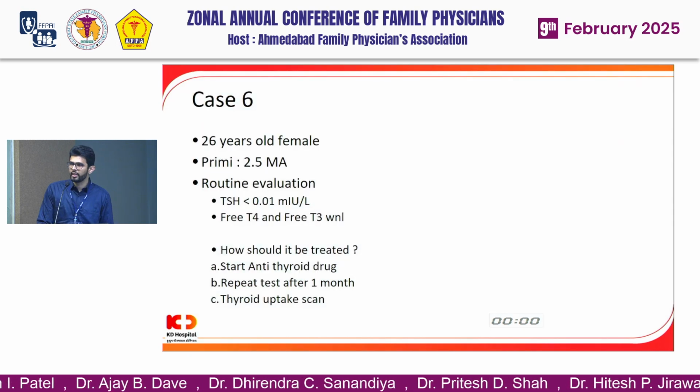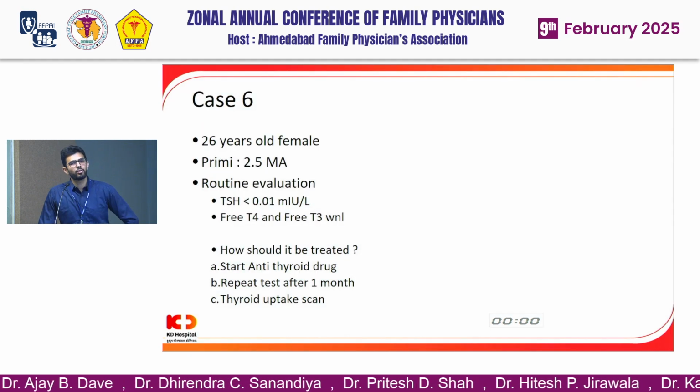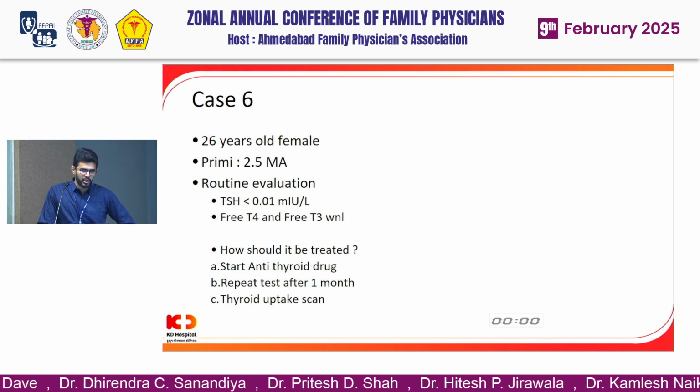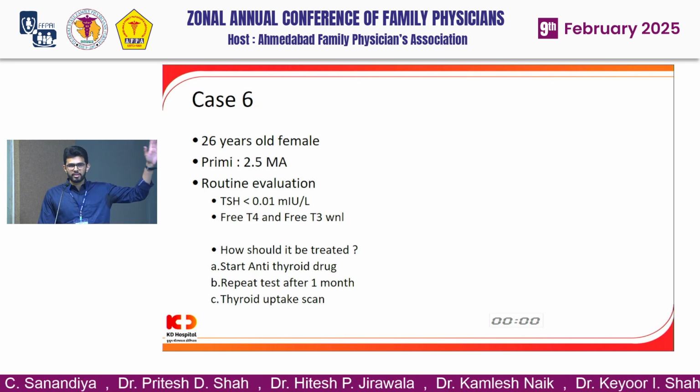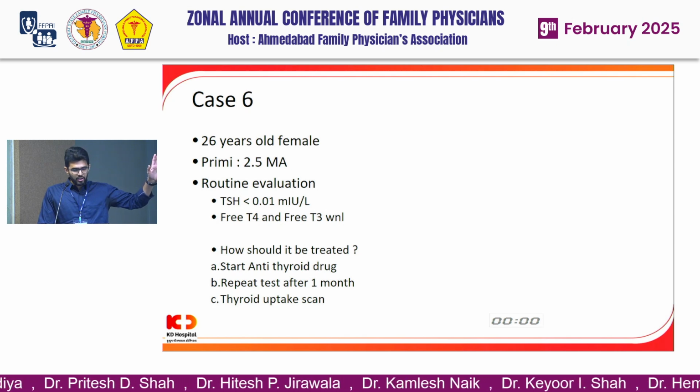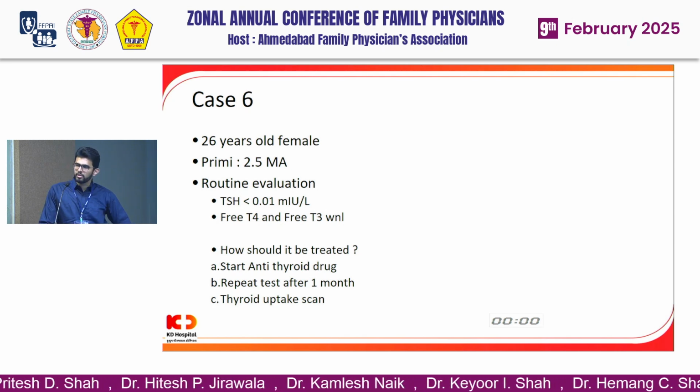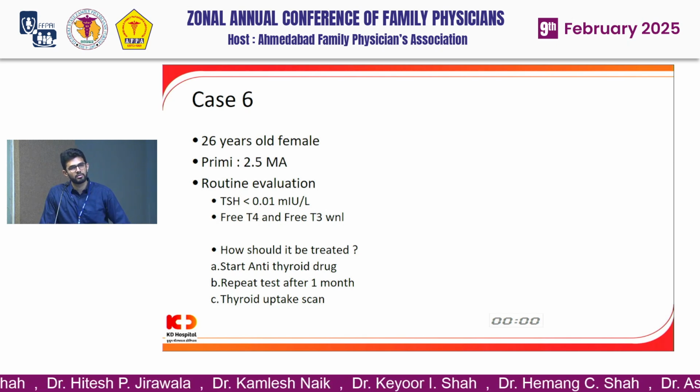So last case for the day from my side, a 26-year-old woman, 2.5 months of amenorrhea, low TSH, normal T4, T3. Option A, should we start antithyroid drugs? Option B, repeat the test after a month. Option C, thyroid uptake scan.